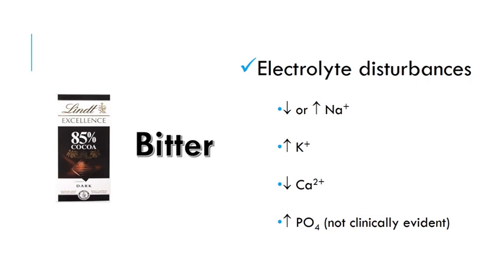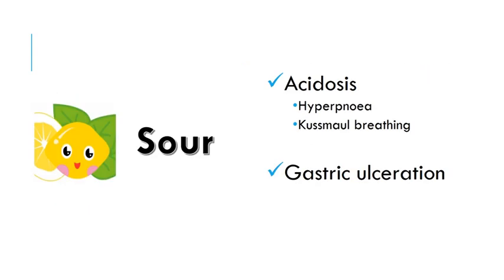Our electrolytes, so those that are specific to the kidneys, is the sodium, which can either be high or low. Your potassium goes up, so hyperkalemia. Your calcium drops, so hypocalcemia. And your phosphate goes up. However, a high phosphate is unfortunately not clinically evident. So when we look at sour, that's your acidosis. Clinical signs that can give you clues that the patient might have an acidosis are things like your Kussmaul breathing, and if it persists long enough, they might also complain of epigastric pain from gastric ulceration.